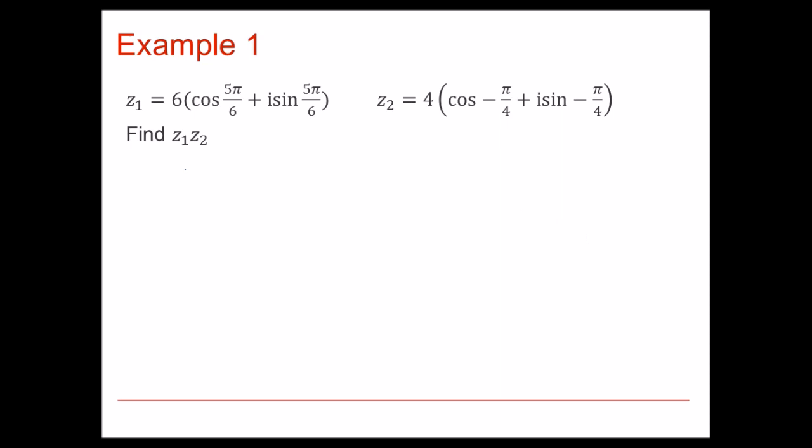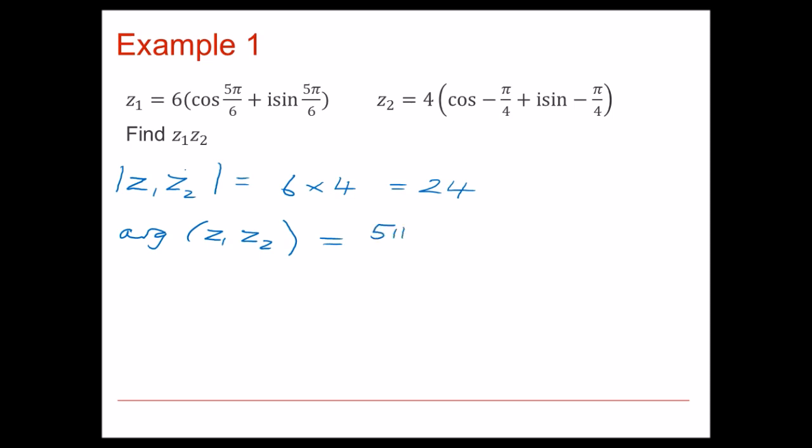Looking at this example then, if we were asked to find z1 z2 in modulus argument form, we would know that the modulus of z1 z2 equals, in this case, 6 times 4, which will equal 24, and that the argument of z1 z2 will in this case equal 5 pi by 6 plus minus pi by 4, which in this case is 7 pi by 12.